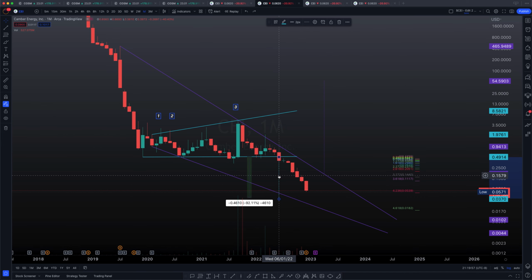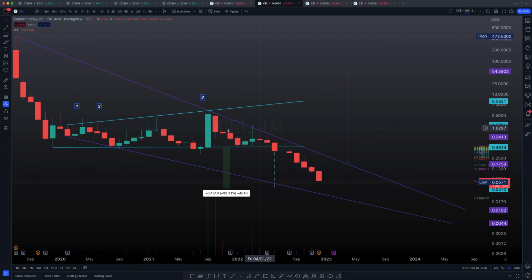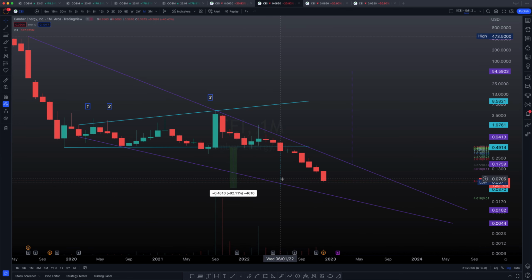So there are two possibilities here. I understand that I just did say that it is a horizontal perfect line here, but however, the falling wedge is not a perfect horizontal line. It does have about a 60% decline.